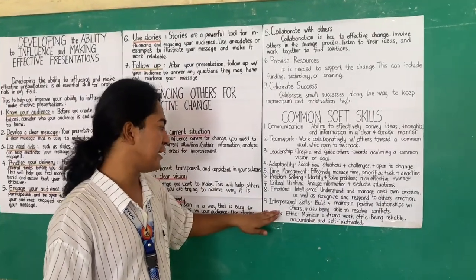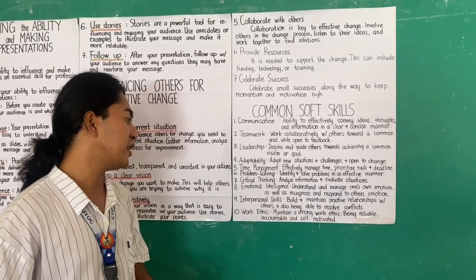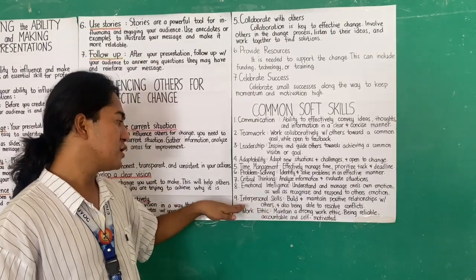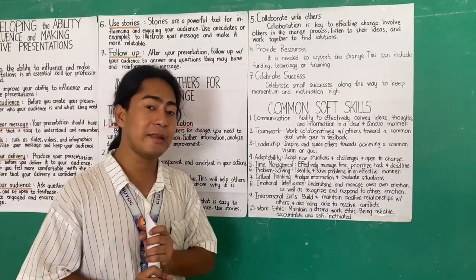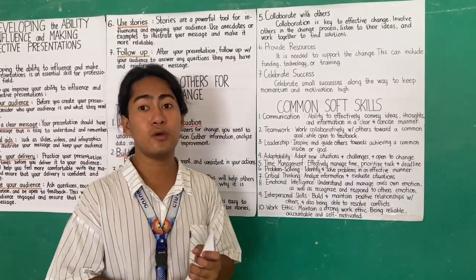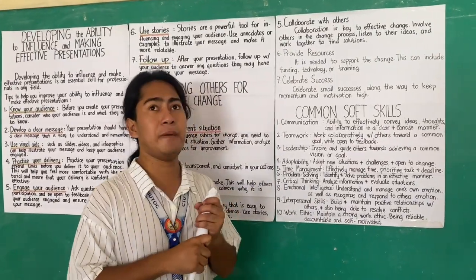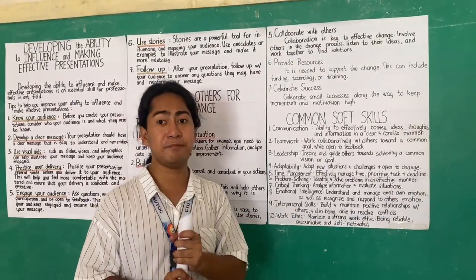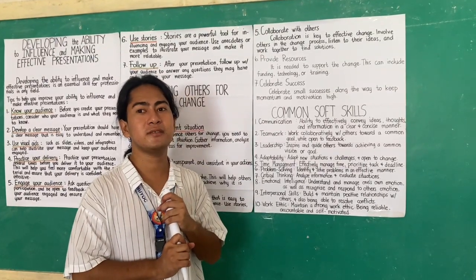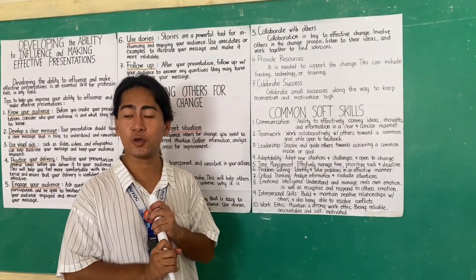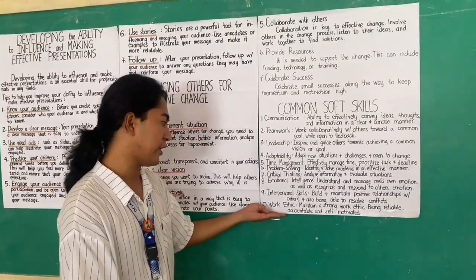So the next one is interpersonal skills. Build and maintain positive relationships with others and also be able to resolve conflicts. So interpersonal skills means you build and maintain positive relationships with your co-workers and your friends, so that you can help them with their problems, or you share your ideas, or give comfort, something like that. And the last one is work ethic.